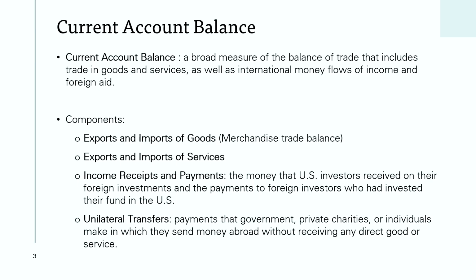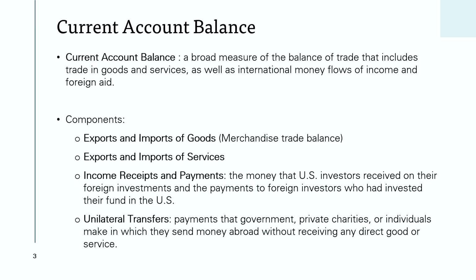While the balance of trade focuses on exports and imports, economies often need a broader measure. This broader measure is called the current account balance. The current account balance includes not only trade in goods and services, but also income flows and international transfers of money. There are four major components. The first component is exports and imports of goods, which is the merchandise trade balance we discussed earlier.